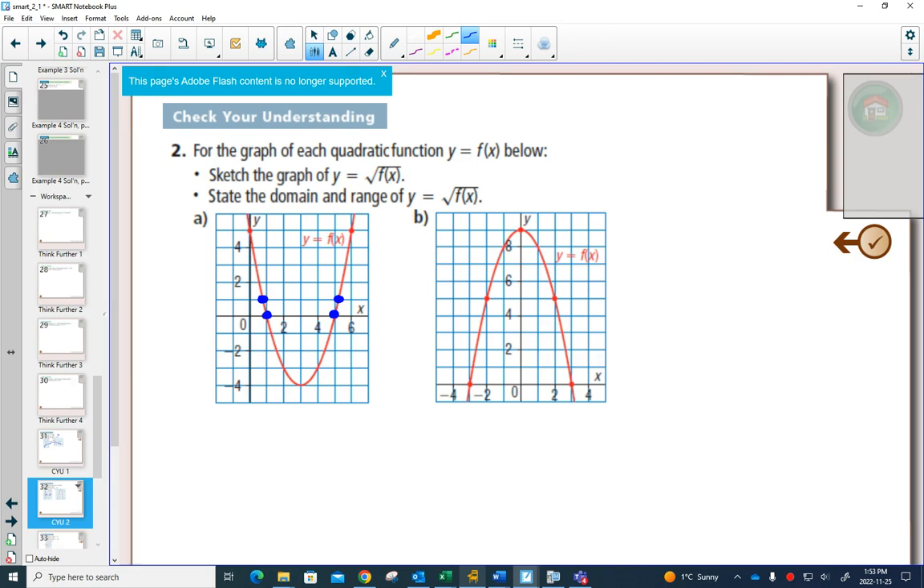Are there any nice points? Well, technically it's 4 right there. So you would go straight down and you could do 2 right there. And it's 4 right there. So we could do 2 right there.